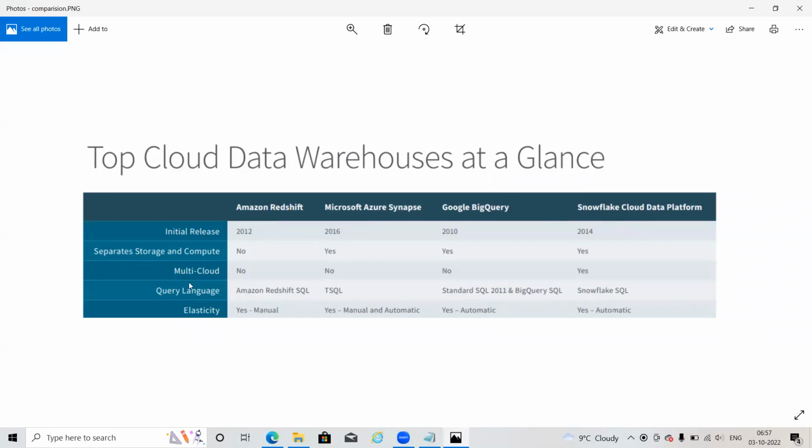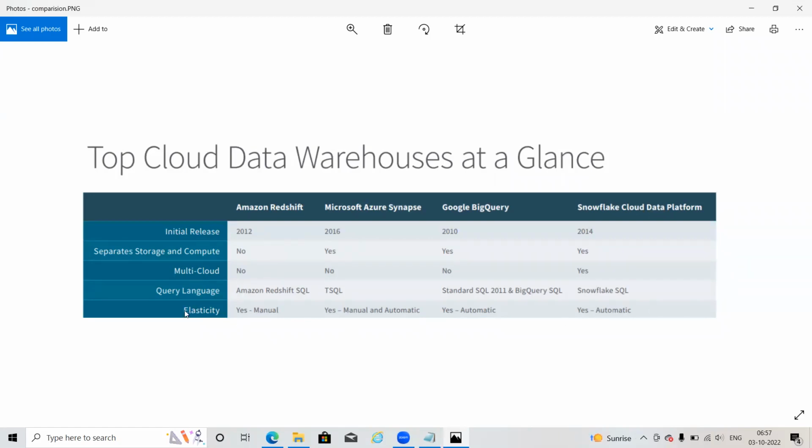Like that, we have different query languages that Snowflake provides. Suppose you are a Teradata developer, it will provide the Teradata syntax. If you are an Oracle developer, it will provide the Oracle syntax. If you are an MS SQL Server developer, it will provide the MS SQL Server syntax. It is built so that you can work with Snowflake very comfortably and very easily. No need to face any complexity.